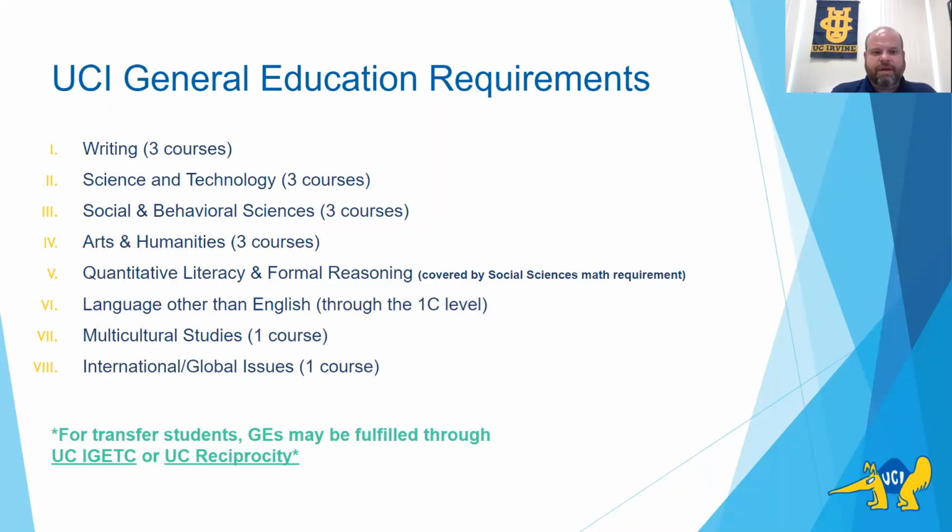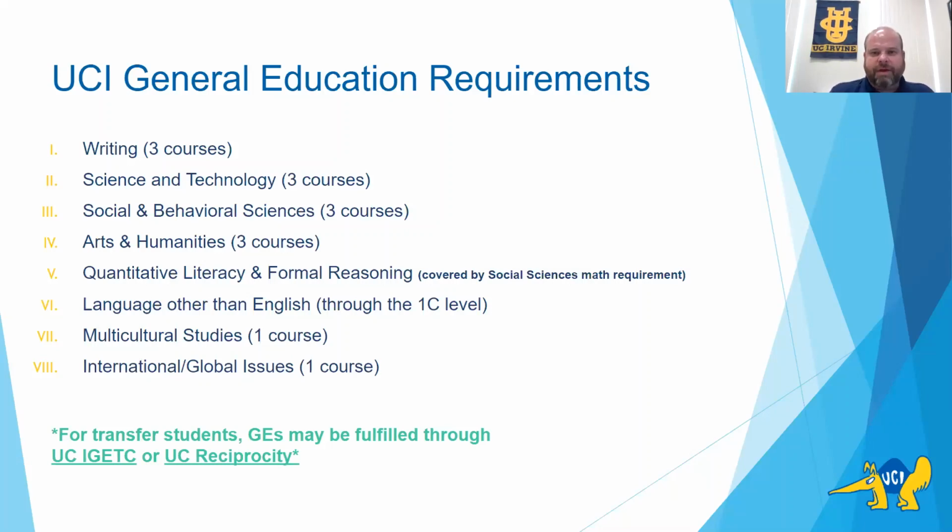Then we get to category 6, which is language other than English. And then at UCI, every student has to complete through at least the 1C level, which at UCI, you might have taken this in high school. Maybe you did 3 years of the same language in high school. Maybe you did some courses at your previous college, but every student has to have through the 1C level of a foreign language or language other than English at UCI.